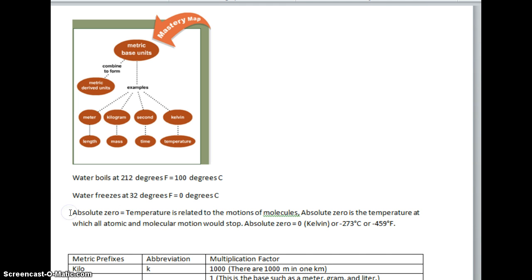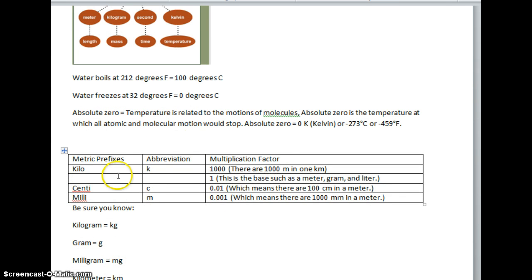You need to know absolute zero. The temperature is related to the motion of molecules or atoms. Absolute zero is the temperature at which all atomic and molecular motion stop. It's the only time atoms stop moving. Absolute zero is 0 Kelvin, or negative 273 degrees Celsius, or negative 459 Fahrenheit. You don't need to memorize those. Know that it's 0 K.